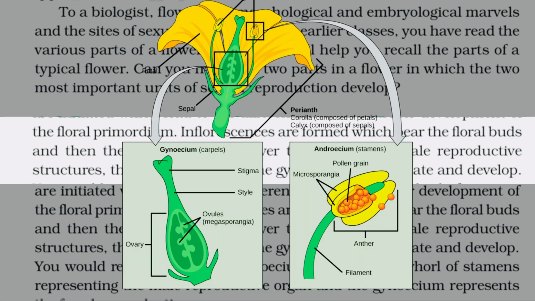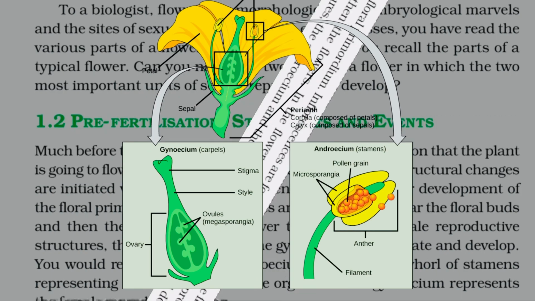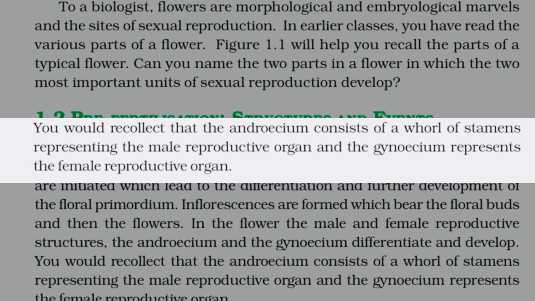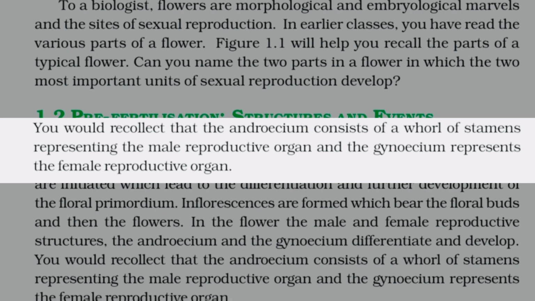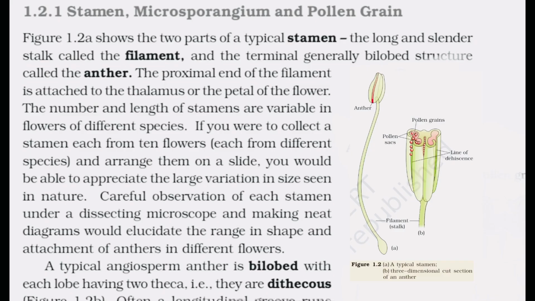In the flower, the male and female reproductive structures, the androecium and the gynoecium, differentiate and develop. You would recollect that the androecium consists of a whorl of stamens representing the male reproductive organ and the gynoecium represents the female reproductive organ.